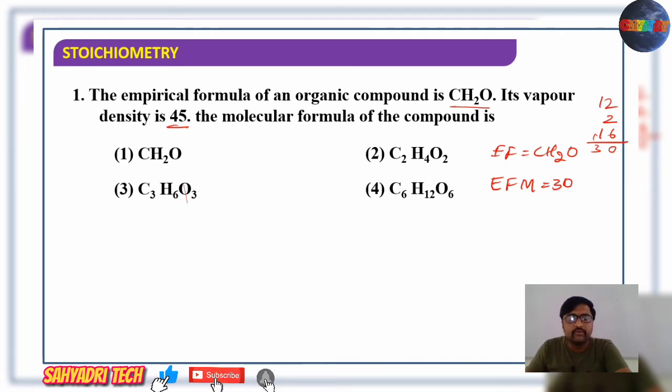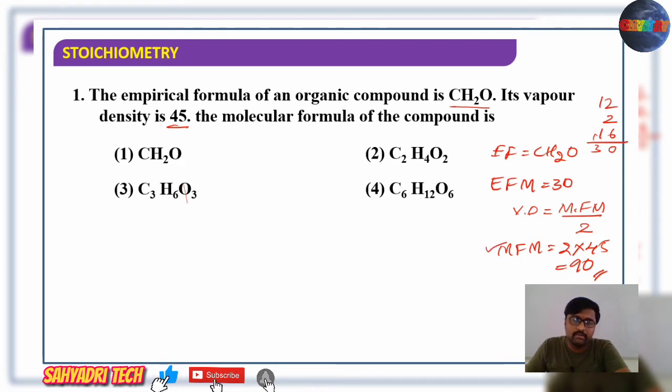Further, vapor density is given. Vapor density is equal to molecular formula mass divided by 2. We know this relation. So molecular formula mass is equal to 2 into vapor density, 2 into 45, that is 90. So we got one more piece of data. With the help of vapor density we can calculate the molecular formula mass, and by knowing the empirical formula we can calculate the empirical formula mass.